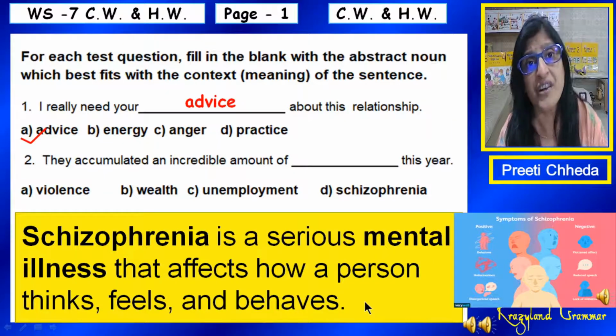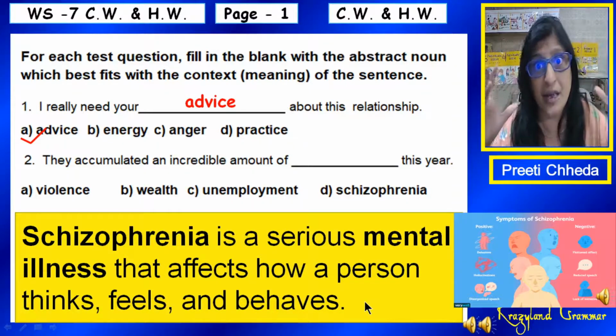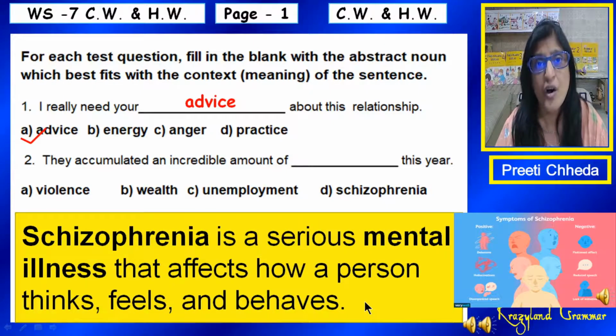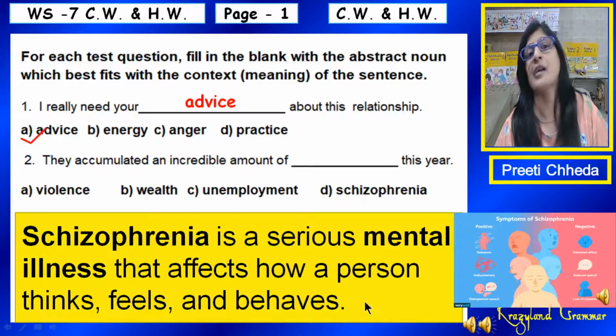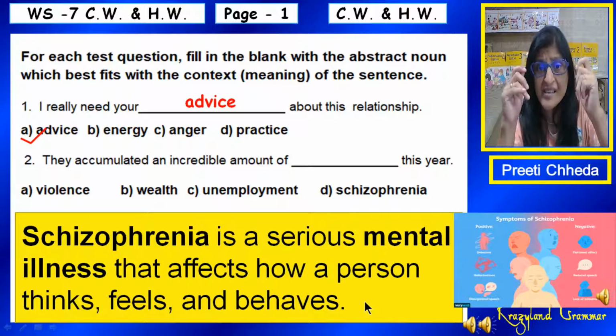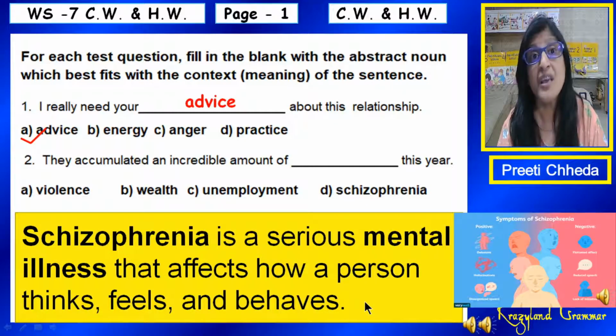Those who are suffering from schizophrenia, उनको कुछ illusion होता है, कुछ दिखाई देता है, और बिना कुछ बात के they become upset, or they just start screaming, or they just laugh for no reason. So matlab schizophrenia is a serious mental illness. It needs to be cured. So like physical health, you need to take care of your mental health.